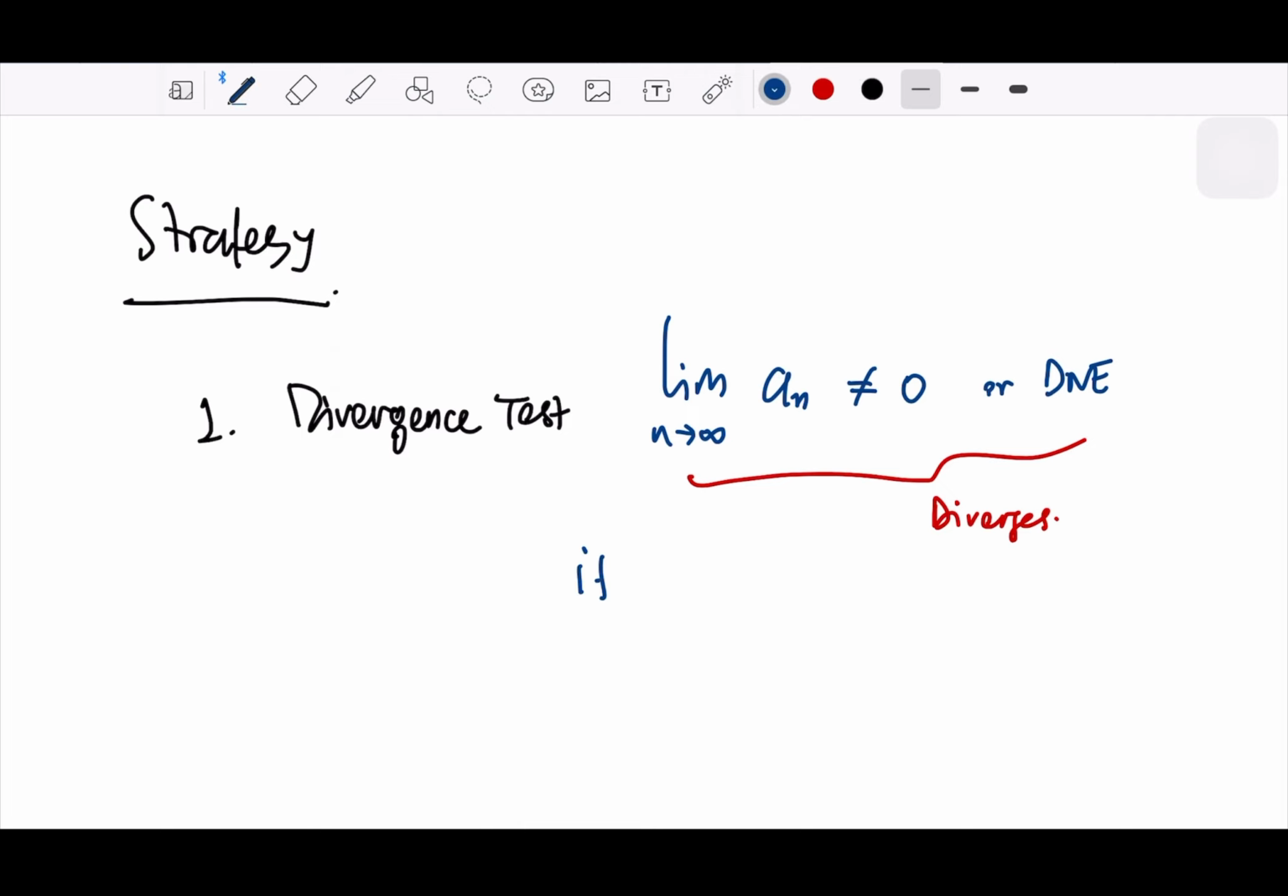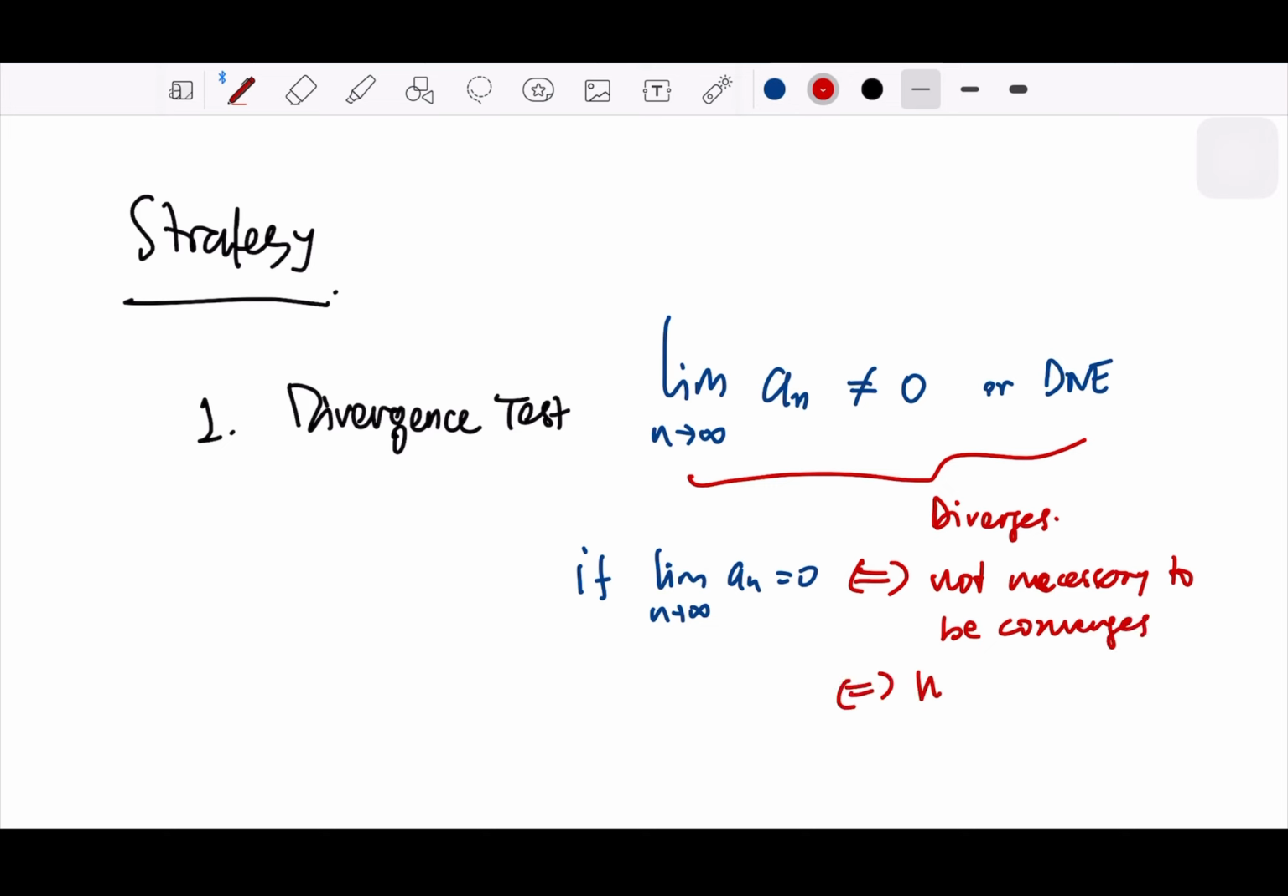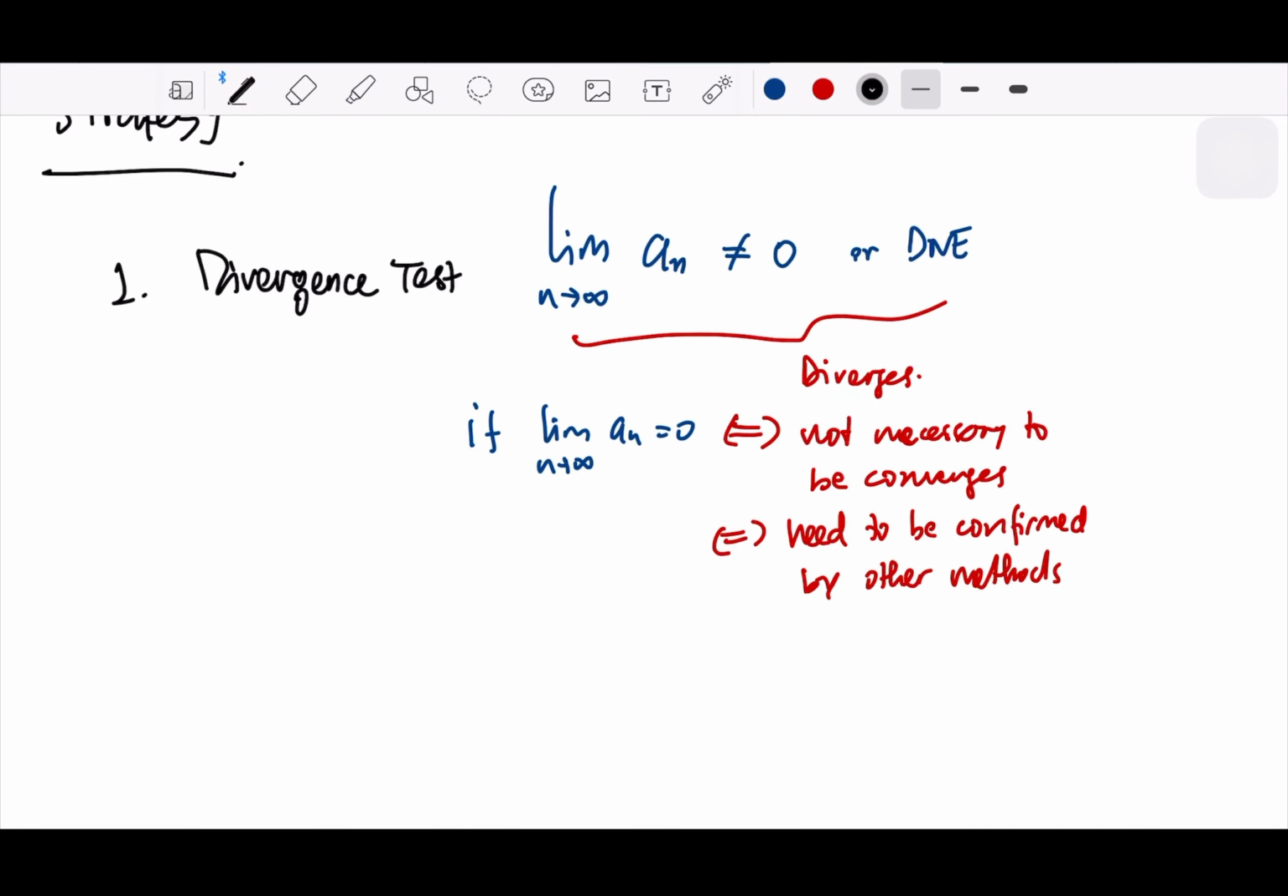Let me write it so you don't forget. If the limit is 0, it means it's not necessarily convergent and needs to be confirmed by other methods. So first, the divergence test is the most practical test that you can do at the very beginning to check your series.